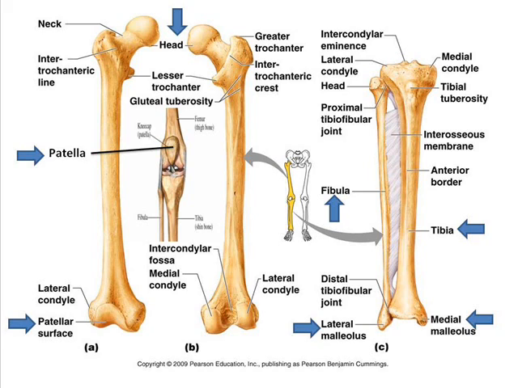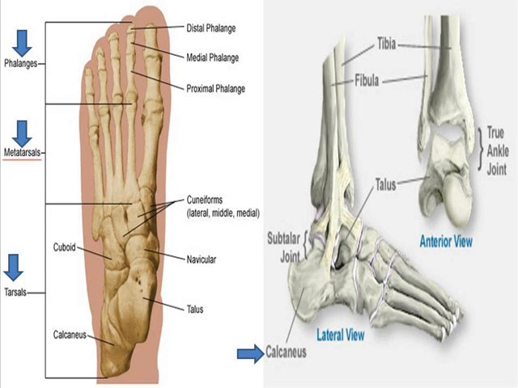Tibia and fibula is located on the right of the slide. Fibula is lateral, tibia or shin bone is medial. Both the medial and lateral malleolus are the protruding bones in our ankle. The last part of the lower limb is the foot, which contains tarsals, metatarsals, phalanges, and the calcaneus bone. Another name for the calcaneus bone is your heel bone.